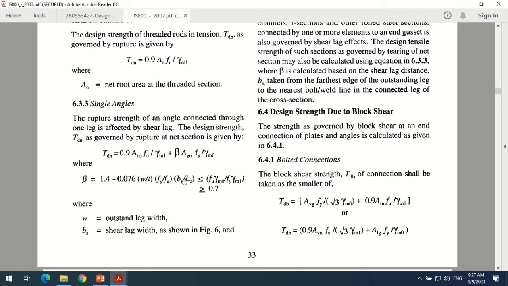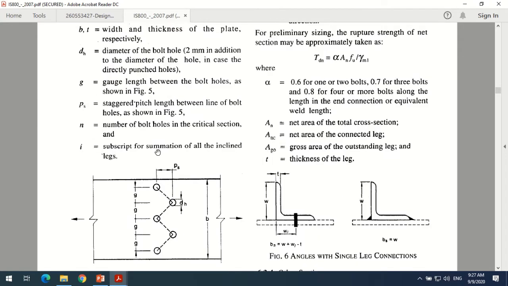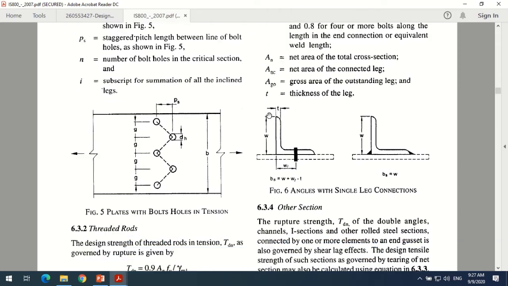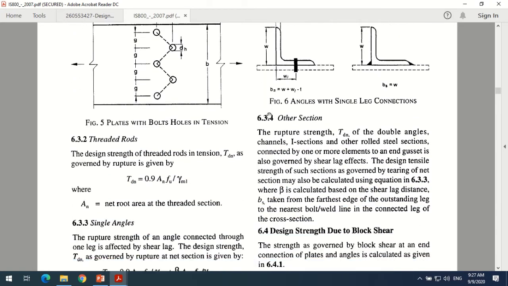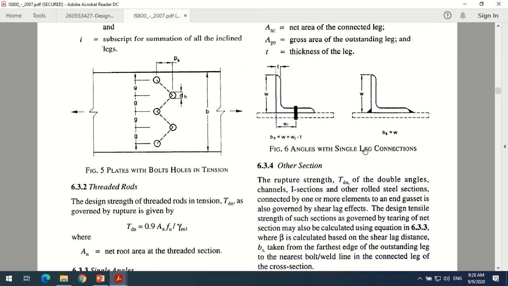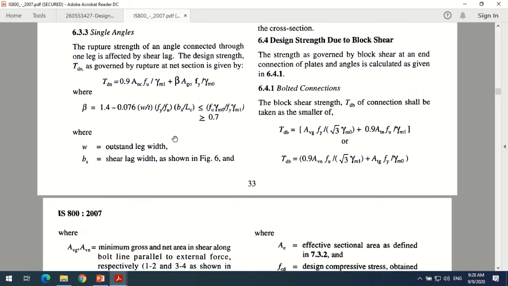Similarly, LC is the length of the connection. Based on the number of bolts, we can find the length of our connection from the center of the first bolt up to the center of the last bolt. In case of a welded connection, BS is equal to the width of the outstanding leg, and the length of connection will be the average length of the welds provided in the angles.